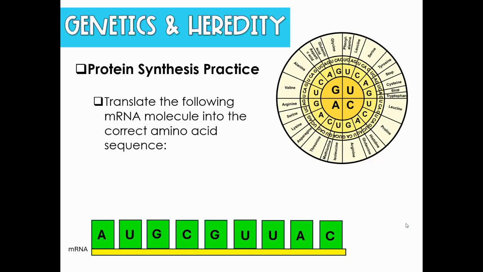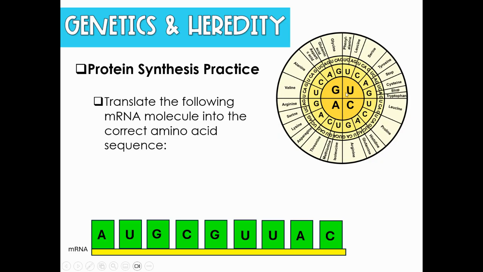I might also ask you to translate the following mRNA molecule into an amino acid sequence. If I ask you to translate something, that's the second step of protein synthesis. That's translation. So what we're going to do is break our mRNA into codons, chunks of 3. We're going to start here with AUG, and then, when you're trying to find the amino acid sequence, you're going to have to use the codon chart.